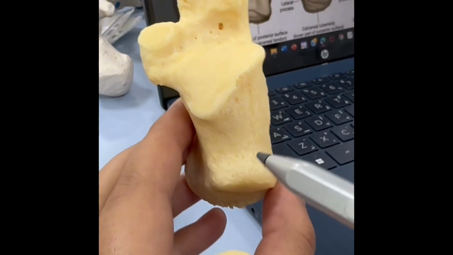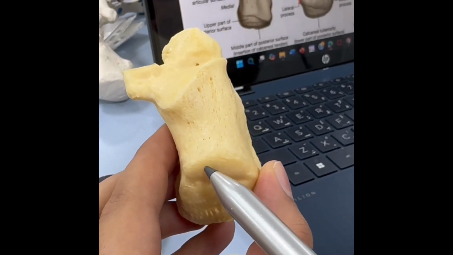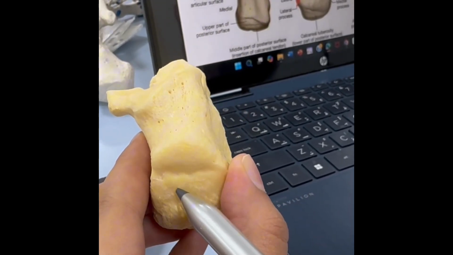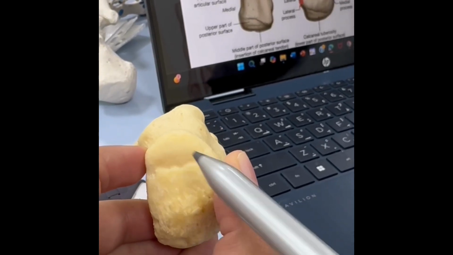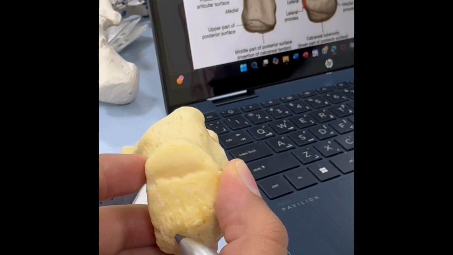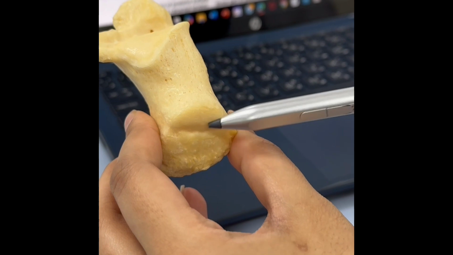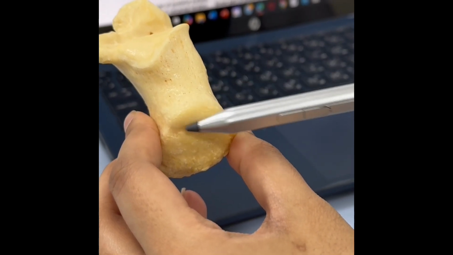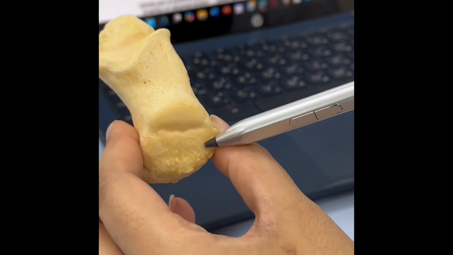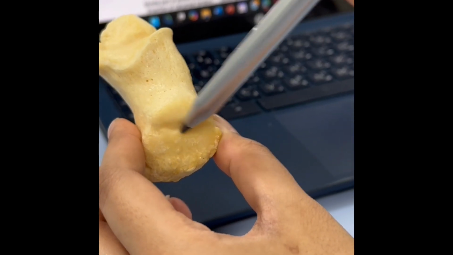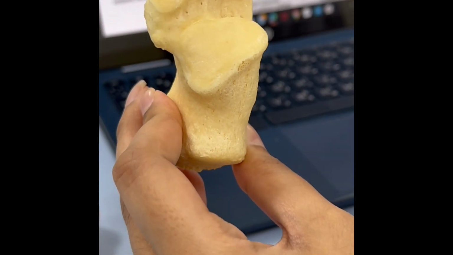And then there's this upper part of the posterior surface, which is just above this line you see here. This is the middle part of the posterior surface. And lastly, we see this tuberosity, which is called the calcaneal tuberosity, also called the lower part of the posterior surface. And that's it for this view. So here we can see a line. Above the line we have the upper part of the posterior surface. Below the line we have the middle part of the posterior surface, which is also the insertion for the calcaneal tendon. And then we have the calcaneal tuberosity. Now this was the medial view.